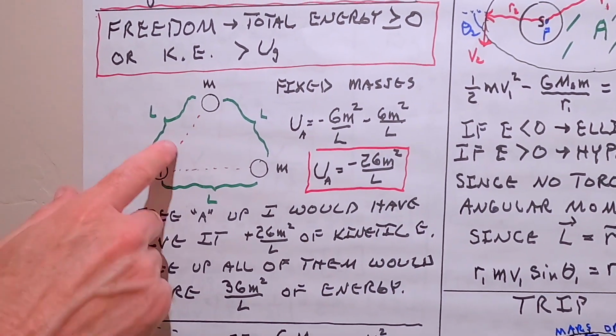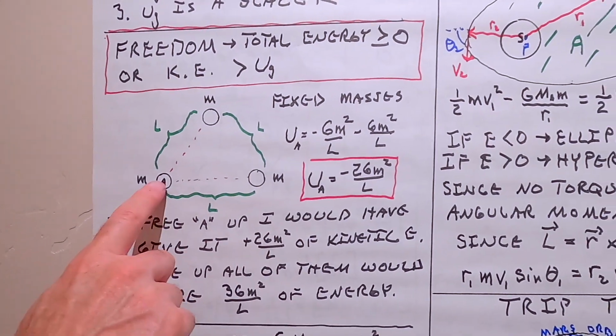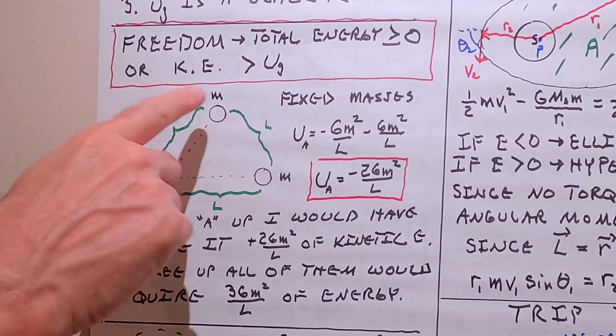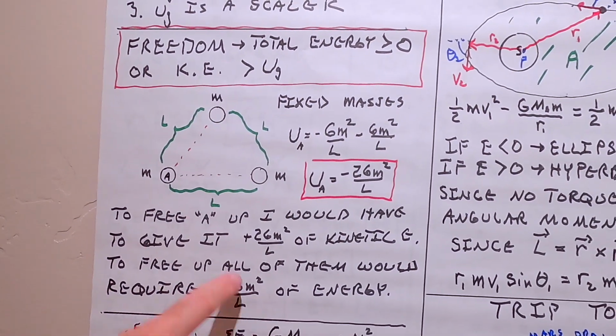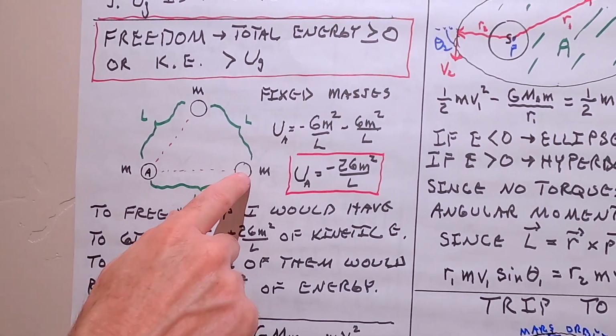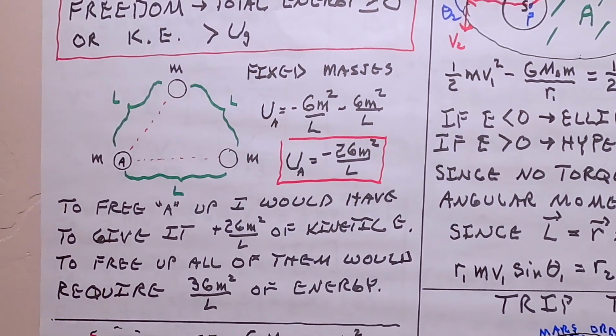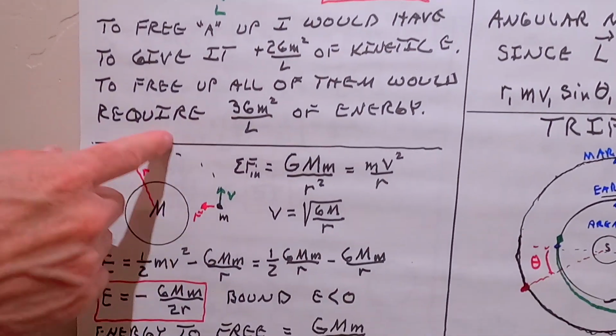Now, I couldn't give all that energy to one of them. If I gave this amount to this one, and then one of these GM squared over L to this one, then he'd be free. And if there's no one else around him, he's free right there. So, okay. Now, let's look at something that's orbiting like we did before.